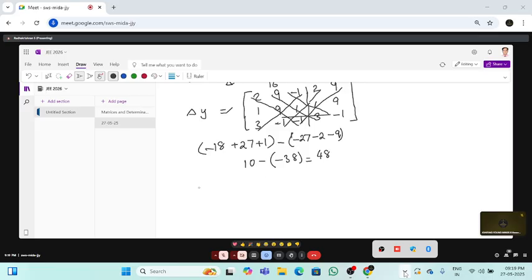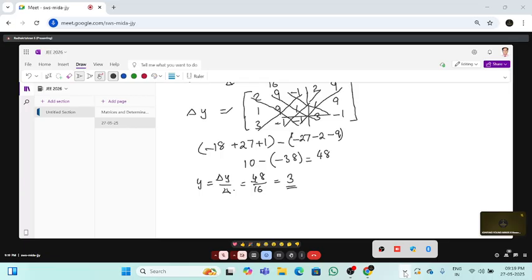So y equal to delta y divided by delta, which is 48 divided by 16. Same way you can calculate z. I am not going to do it, so please continue and do the z part.